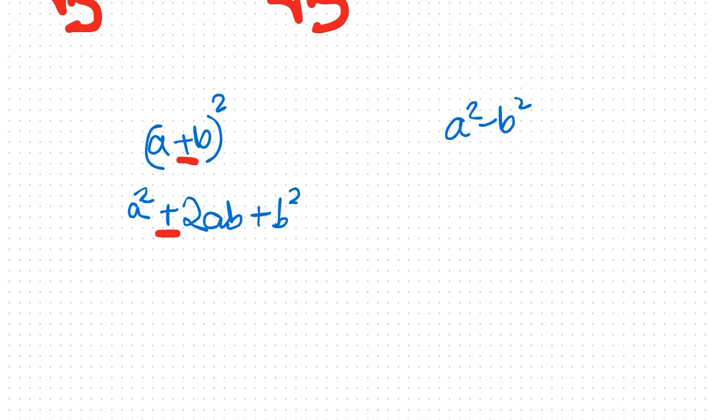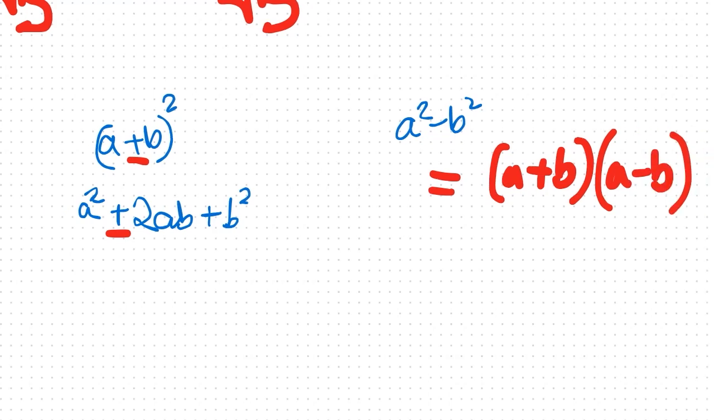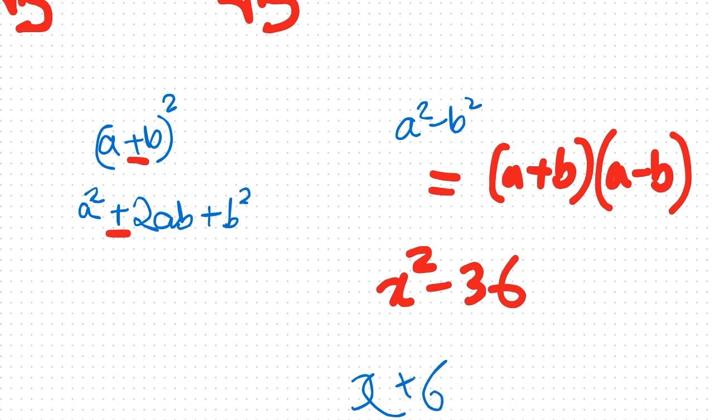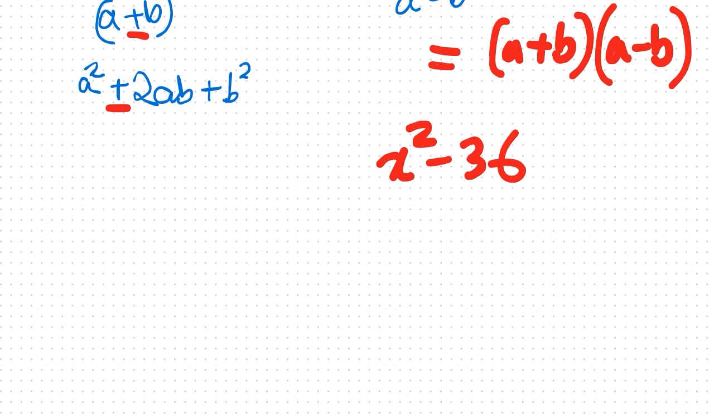A square minus b square means something square minus something square, perfect squares. This is equal to addition into subtraction, a plus b into a minus b. How do you write this? x plus 6, x minus 6. So the product of addition and subtraction.